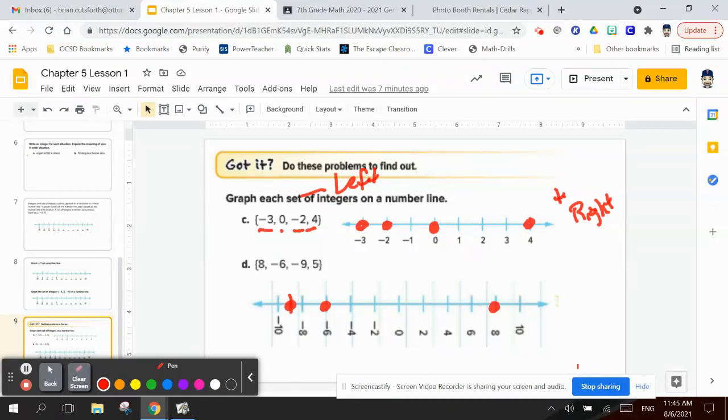And the last one is 5. 5 is a positive number. It's to the right. So 2, 4, 6. I know 5 is in between 4 and 6. So there's 5, and I put a dot there. This is Chapter 5, Lesson 1, talking about graphing integers.